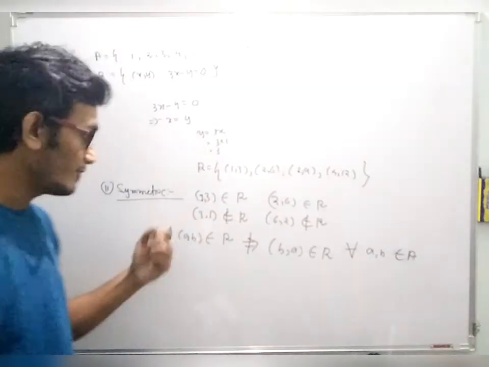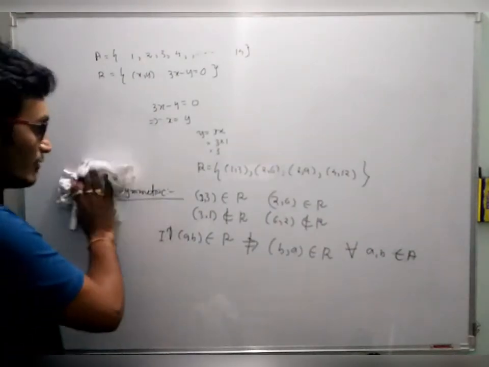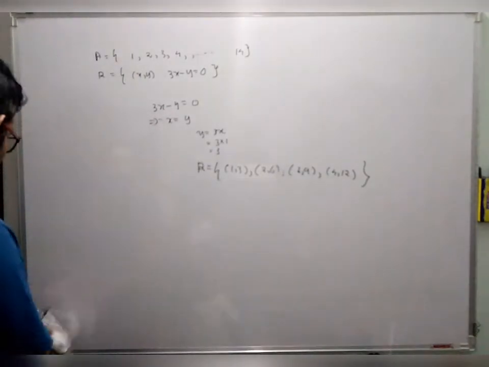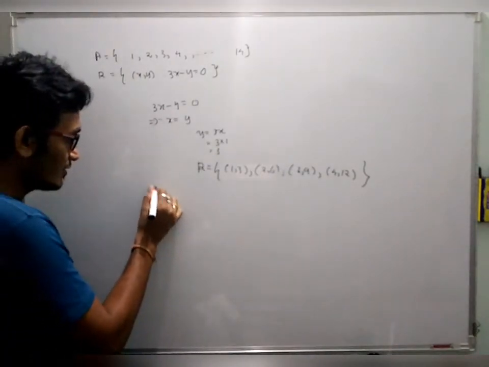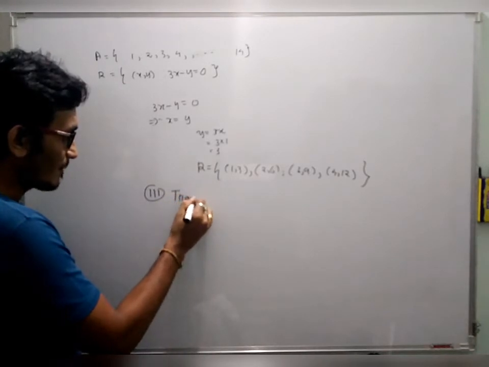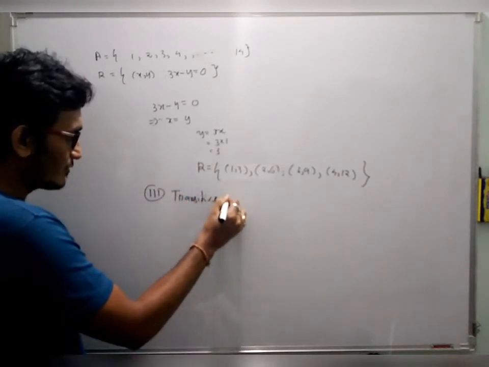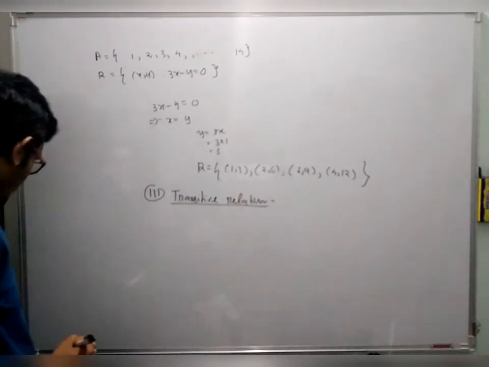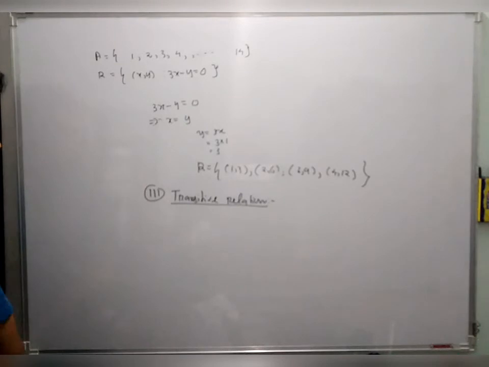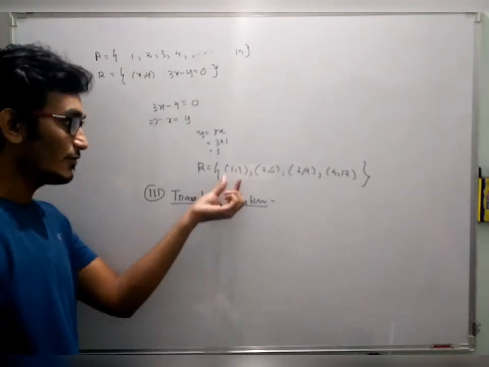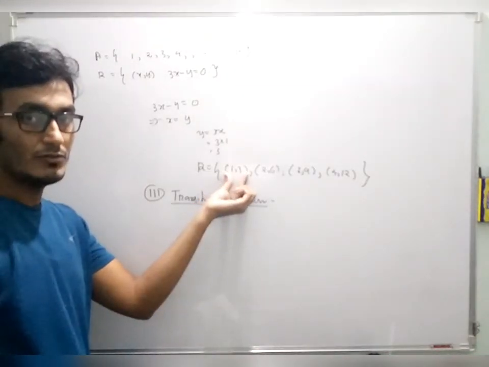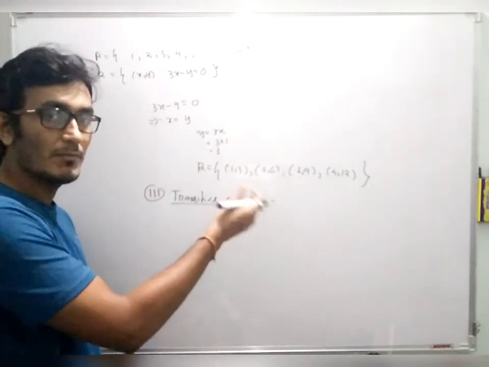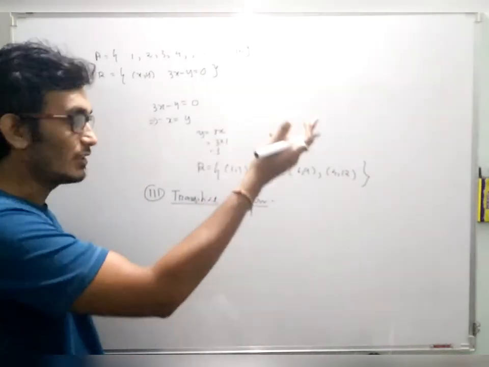So what is the last type of relation? It is transitive. After symmetric, we will check whether the relation is transitive or not. Third is the transitive relation. In a transitive relation, for every ordered pair we need to find the related ordered pair, and then combine both ordered pairs to find the third ordered pair.